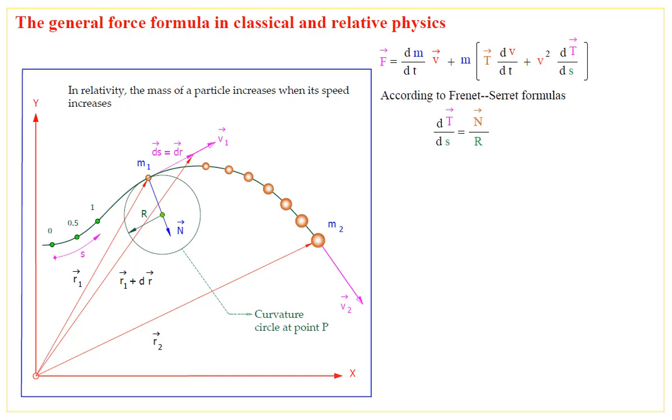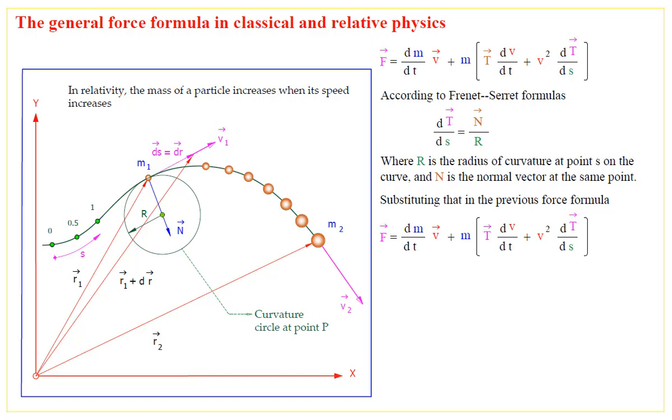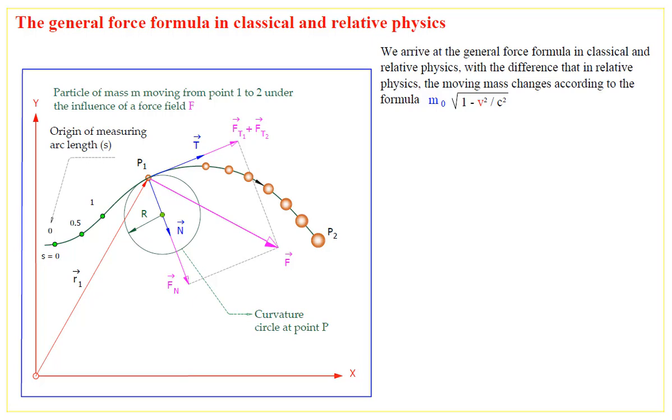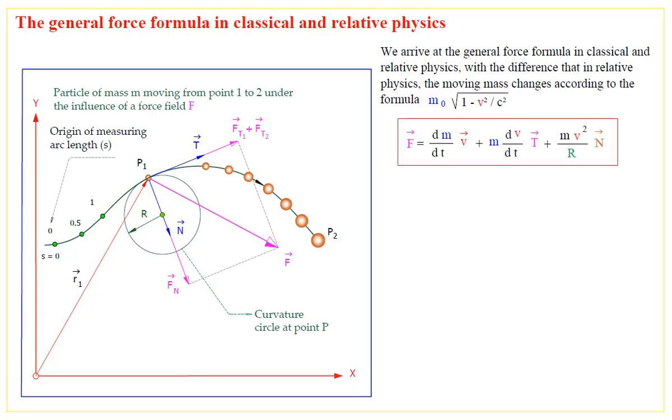According to Frenet-Serret formulas, where r is the radius of curvature at point S on the curve, and n is the normal vector at the same point. Substituting that in the previous force formula. We arrive at the general force formula in classical and relativistic physics, with the difference that in relativistic physics, the moving mass changes according to the formula m0 times square root of 1 minus v square over c square.